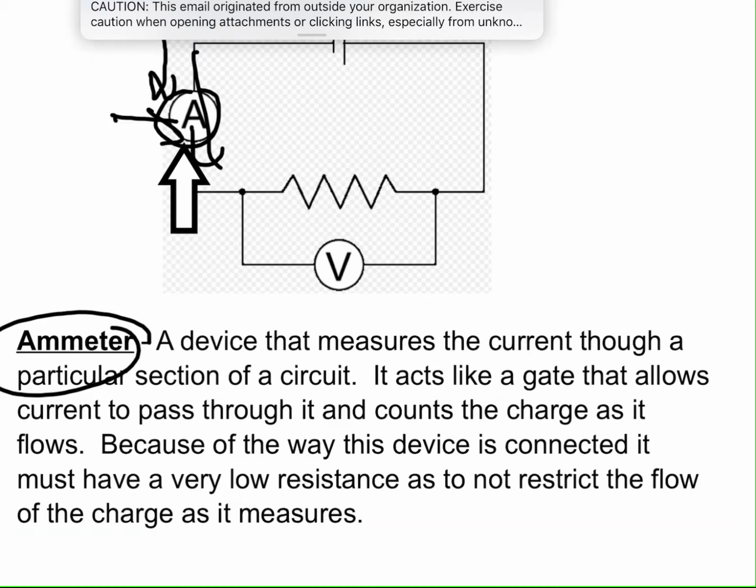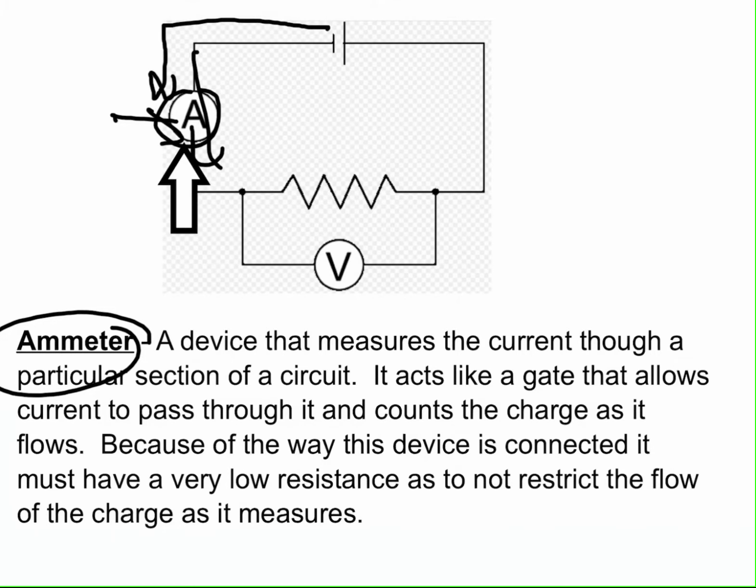Now, because the device is connected as it is in the actual circuit and the current is flowing through it, and we don't want it to affect the actual circuit or what's going on in the circuit, it has to have a very, very low resistance. Because the more resistance this guy has, the more he's going to affect the actual current coming out of the battery. So we don't want the device that's measuring the current to actually affect the flow of the current, if that makes sense.